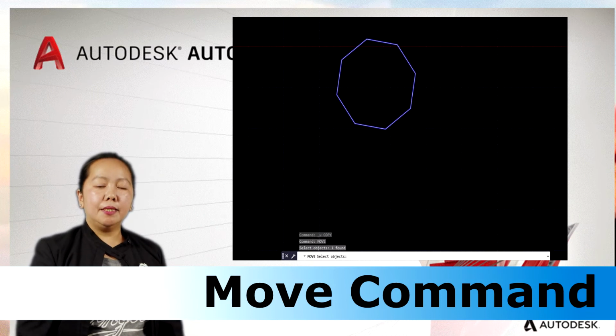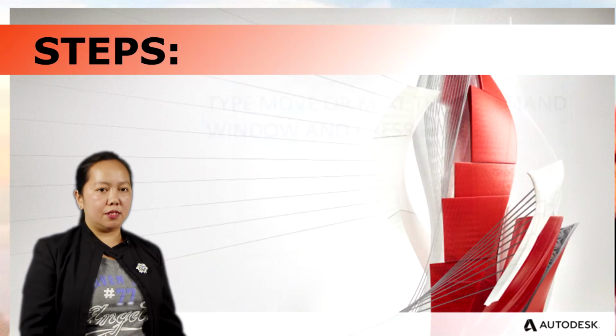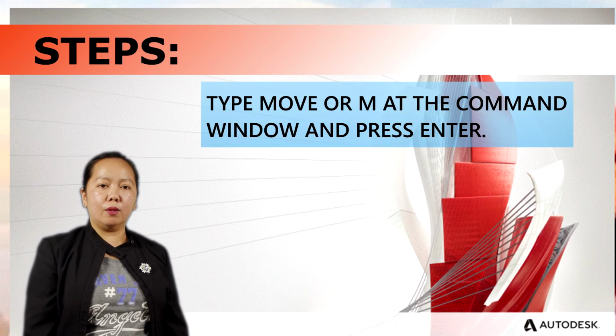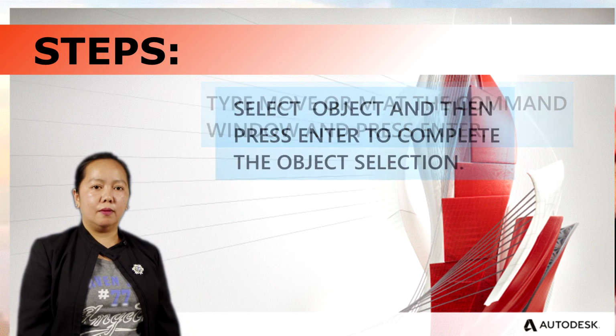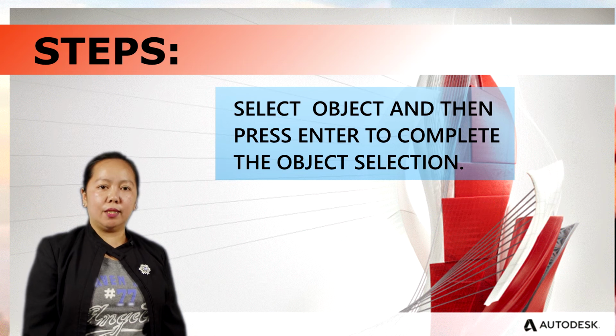Move command. The move or M makes it possible to relocate an entity from its original position to another point in the drawing area. Steps. Type move or M at the command window and press enter. Select object and press enter to complete the object selection.